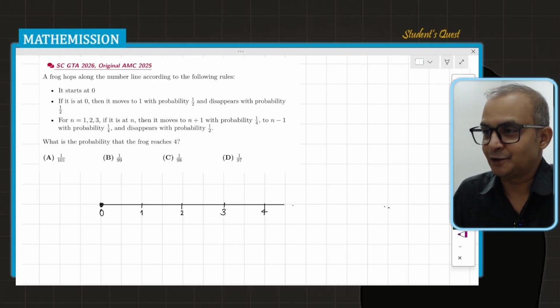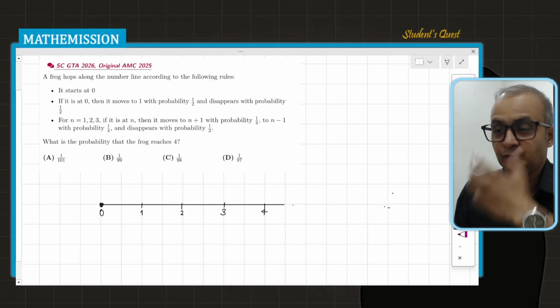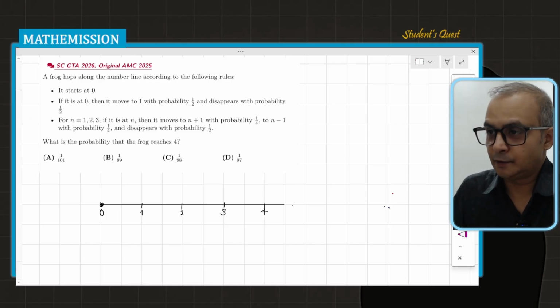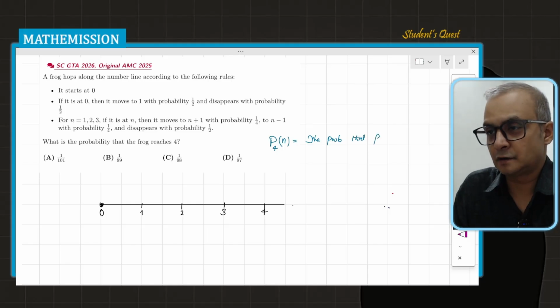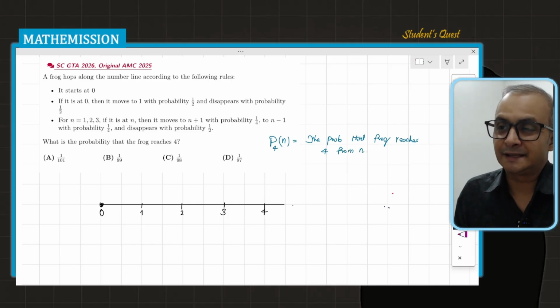So what can I interpret or create? Let's see now. I'm defining one thing that we have to be very careful to understand. Suppose I'm writing P4n, which means the probability that the frog reaches 4 from n, where n is the position and it wants to reach 4. So I'm just taking the subscript 4 from n.